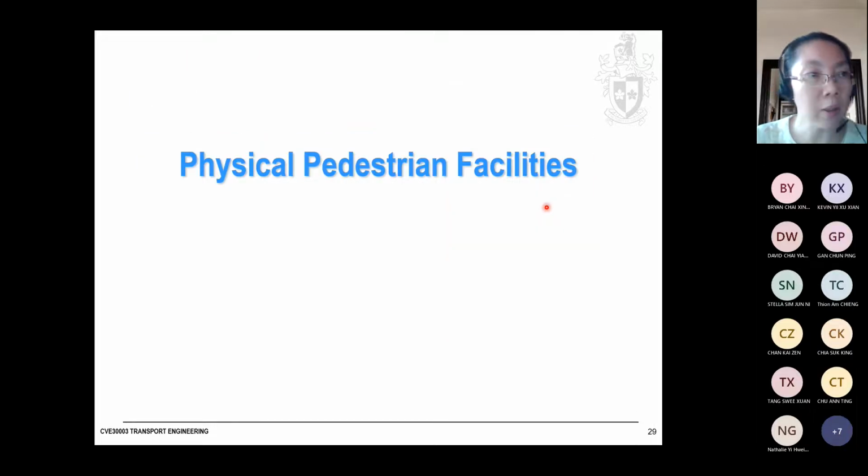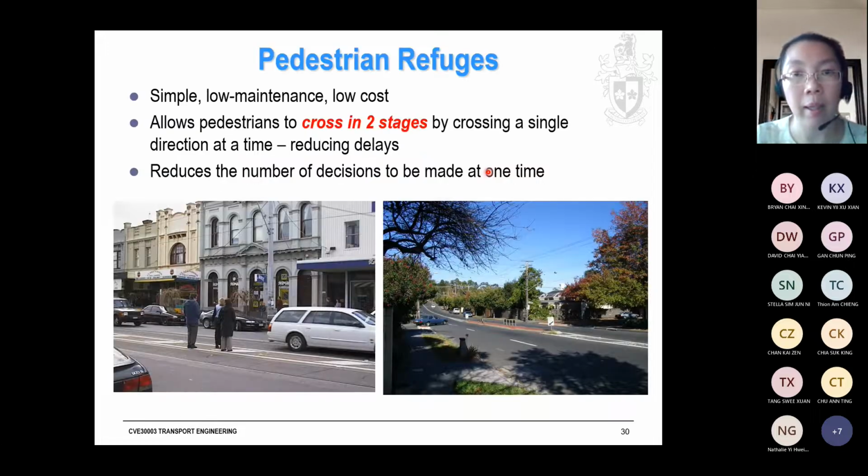All right, so moving on to the second facility, which is physical pedestrian facilities. And remember, this second one, we don't have time, but it is to help in crossing, simplify your decision making.